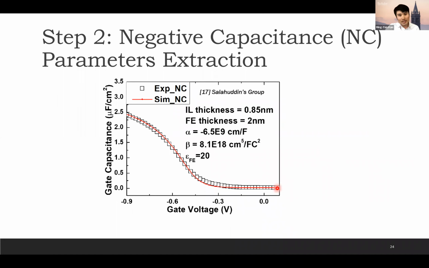They are real measured devices, and they also use SEM, scanning electron microscopy, to measure the architecture geometry of their device. I replicate the IL (interfacial layer) thickness, the silicon dioxide thickness, and the ferroelectric thickness, the same as their real device in the TCAD simulation. And this alpha, beta, and epsilon Fe are the ferroelectric parameters. So I can use these ferroelectric parameters and the geometry matched to the real device to match this measurement data.